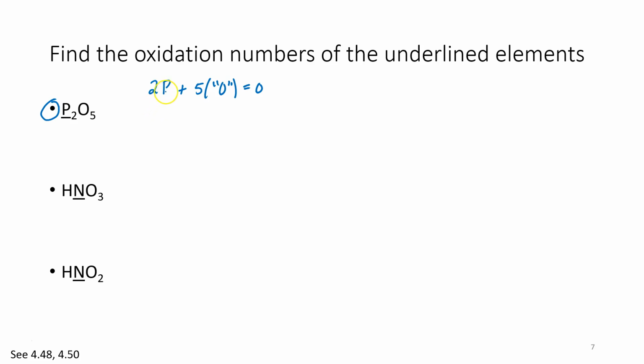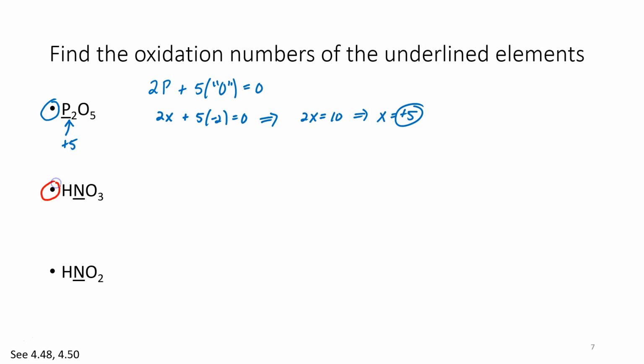So I might want to call the oxidation number of phosphorus X. Now, remember the rule for oxygen. It's almost always a -2 unless it's in a peroxide. This is not a peroxide, so it's a -2. So I think if we finish the algebra here, 2x equals 10. So x is a +5. That is the oxidation number of phosphorus in that compound.